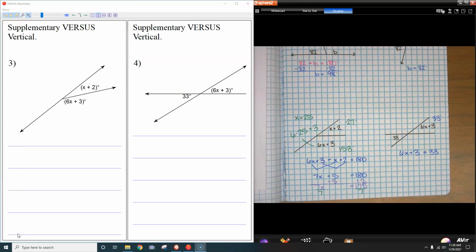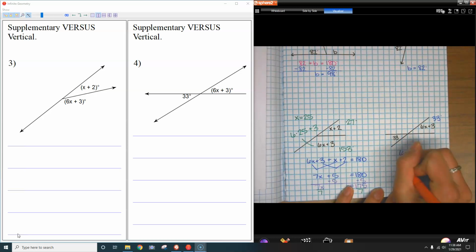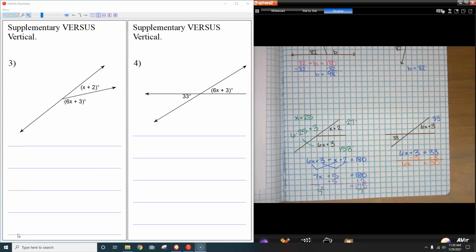I do that by subtracting something from both sides. So I'm going to minus 3 because the 3 was positive. And I get 6x equals 30. From there, I'm going to divide both sides by 6. Divide by 6, divide by 6, and I get x equals 5.